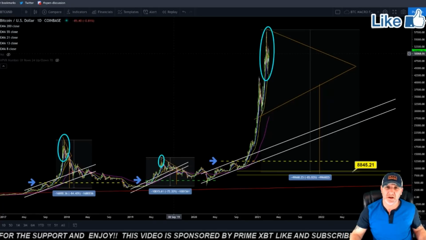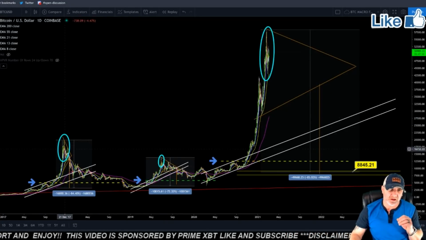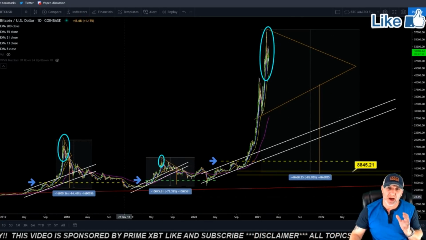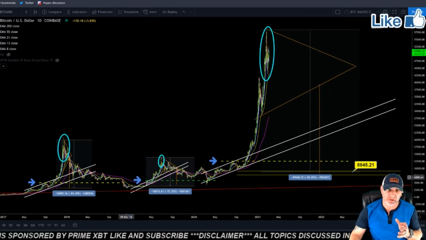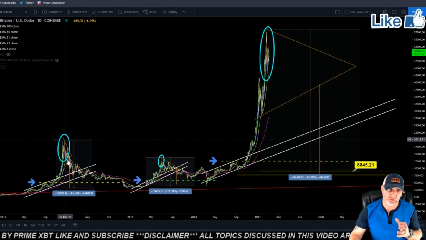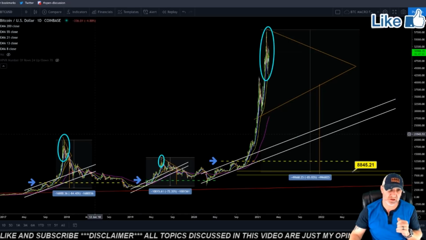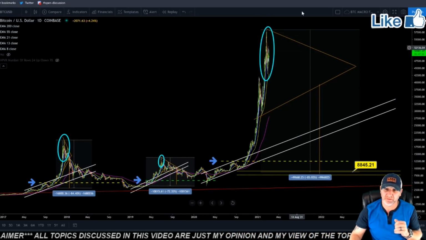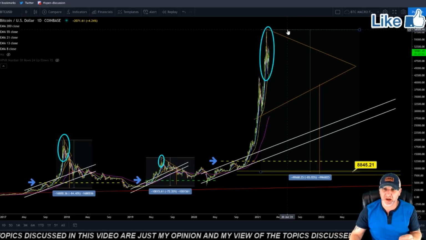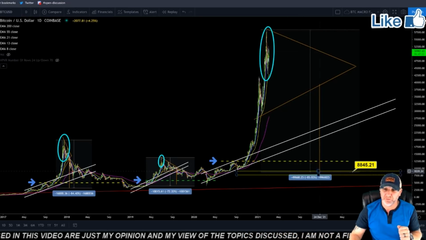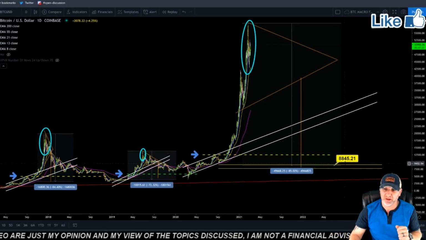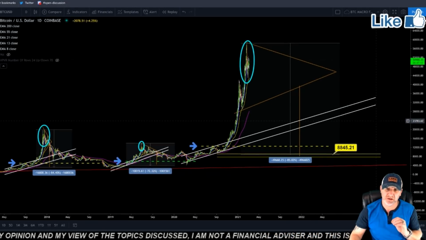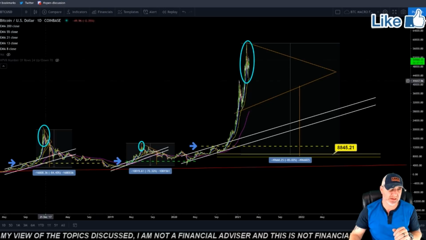Now let's take a look at this fractal I've drawn in here, possible fractals of each time Bitcoin's topped. As you can see, once it goes parabolic, we have a huge correction. This was an 84% correction. This one here in 2019 was a 72%. If we've topped and we do an 84% correction again, we could go down to the $8,800 range. Possibility if it plays out.